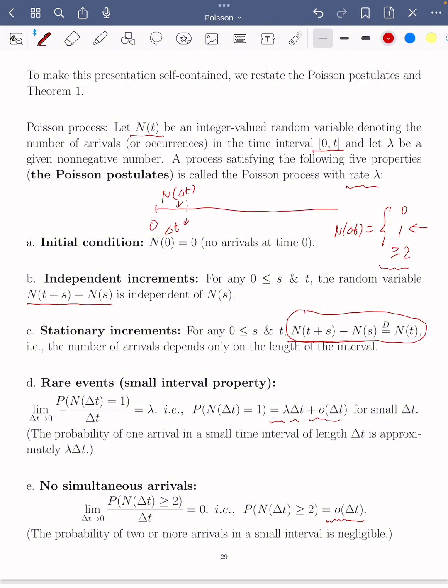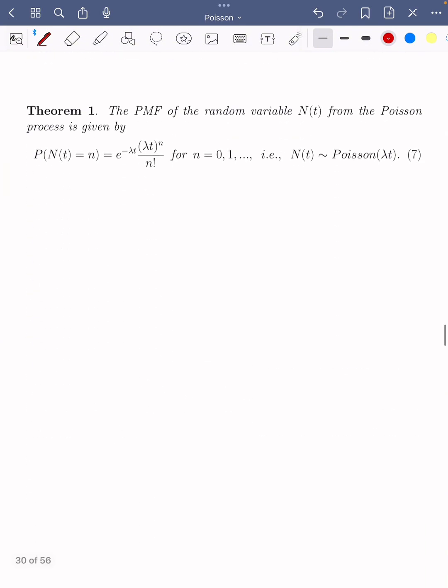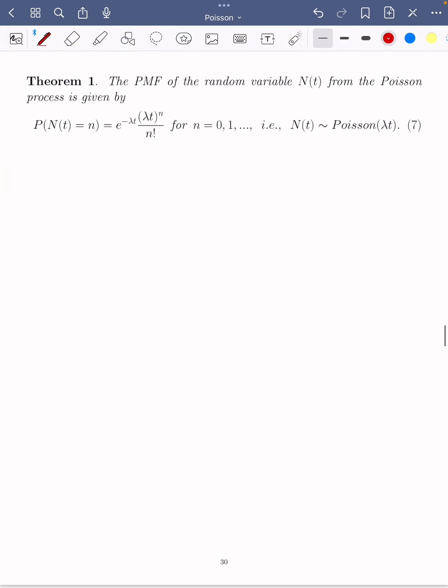And also we are interested in the number of arrivals within the time interval from 0 to t. So here's the statement for Theorem 1. The probability mass function for the random variable N_t actually follows the Poisson distribution, and the probability mass function is given by this formula. So we are trying to establish this result.